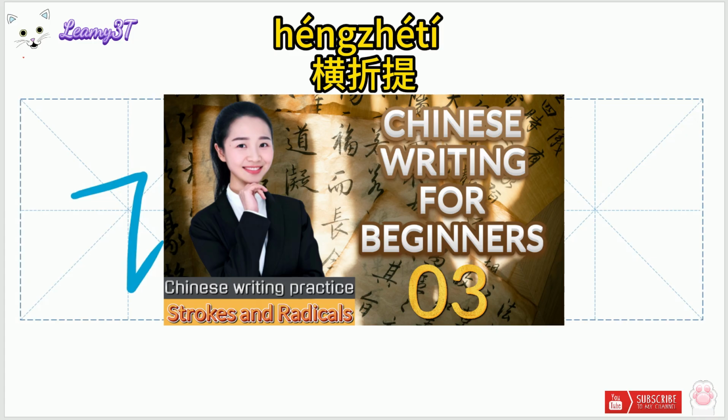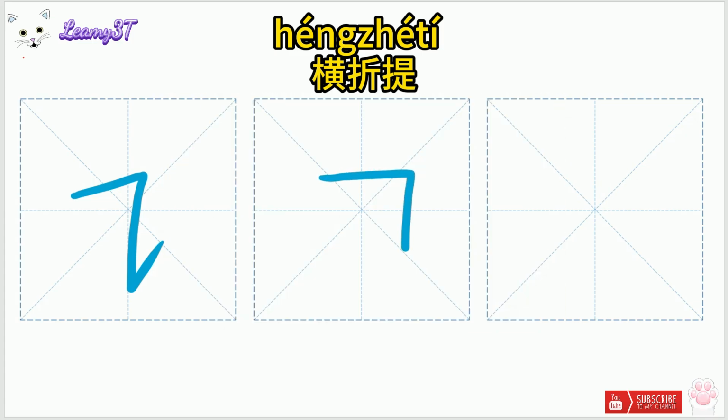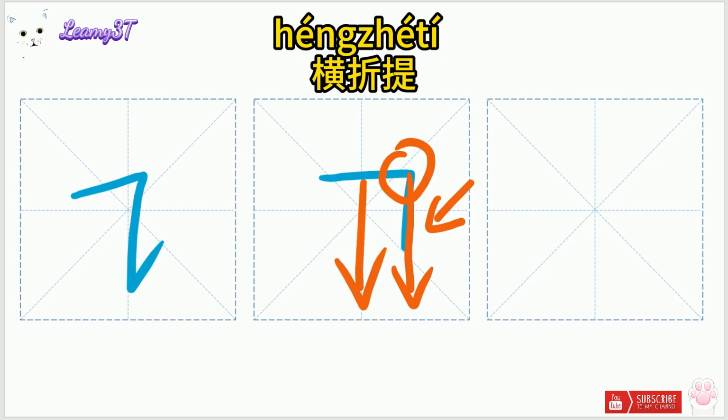In lesson 3, we learned héngzhé. Zhe means to turn. After the turn, it's actually a vertical stroke. Go down straightly. Because it includes both heng and shu, and both can be long or short, this stroke often has many variations.